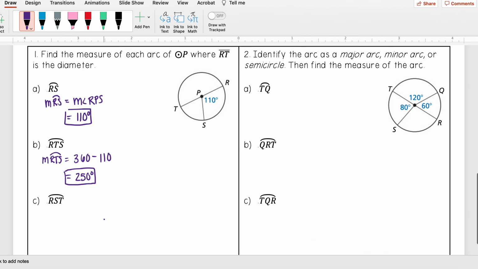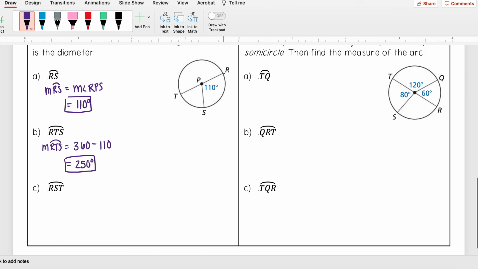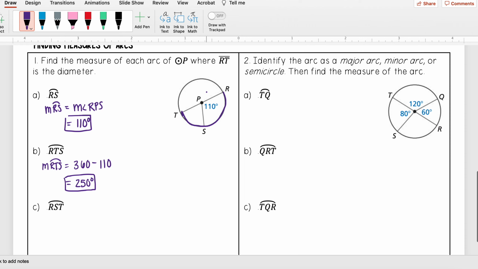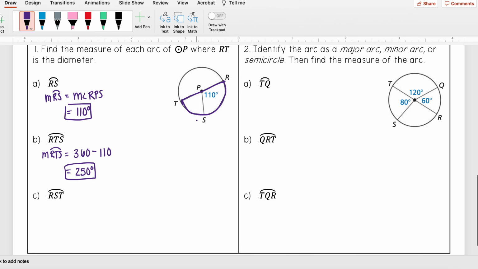Okay, and then my last arc here is RST. Following the letters, I have R, S, T. And I see that this is actually the same endpoints as my diameter. So I have a diameter of RT. So I know that this is a semicircle, and what we learned in the last video is that semicircles always have a measure of 180 degrees.